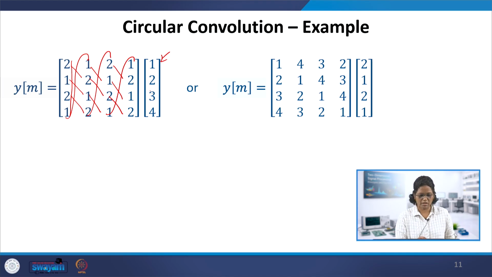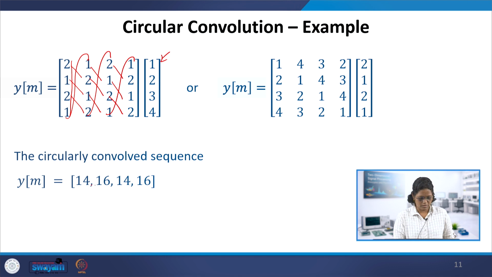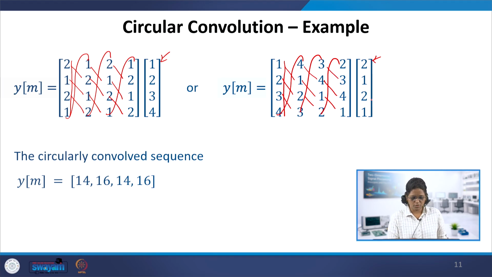Now multiply this as a simple matrix multiplication, and then you get the values. Similarly, 2 into 1, 1 into 2, 2 into 3 and 1 into 4, and then you add them together. So the result would be 14, 16, 14, 16. You can keep this sequence in the first and shift it, and then put this 1. That is also a method of doing the circular convolution. The second sequence is taken in this way, multiply them and you get this same sequence. So the order doesn't matter in this case. So this is how the circular convolution is done.